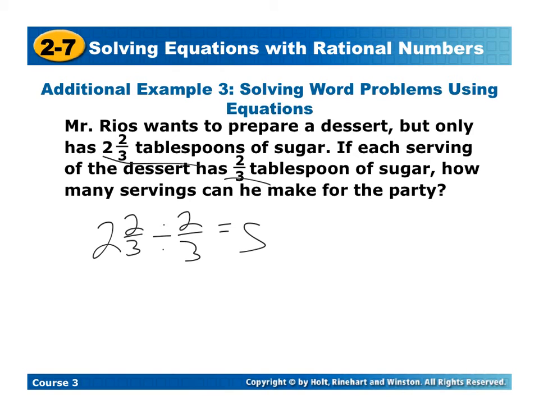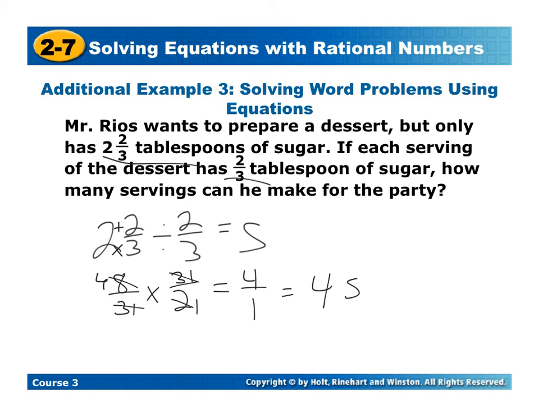Now there's other ways that we could do this. This is essentially what we are doing. Remember, here we have to change our mixed number into an improper fraction. So 3 times 2 is 6 plus 2 is 8. So 8/3 divided becomes multiply by the reciprocal, so 3/2. The 3's are going to cancel out. 8 and 2 share a common factor of 2, which becomes 4/1. So now we have 4 times 1 is 4. 1 times 1 is 1, or 4 servings.